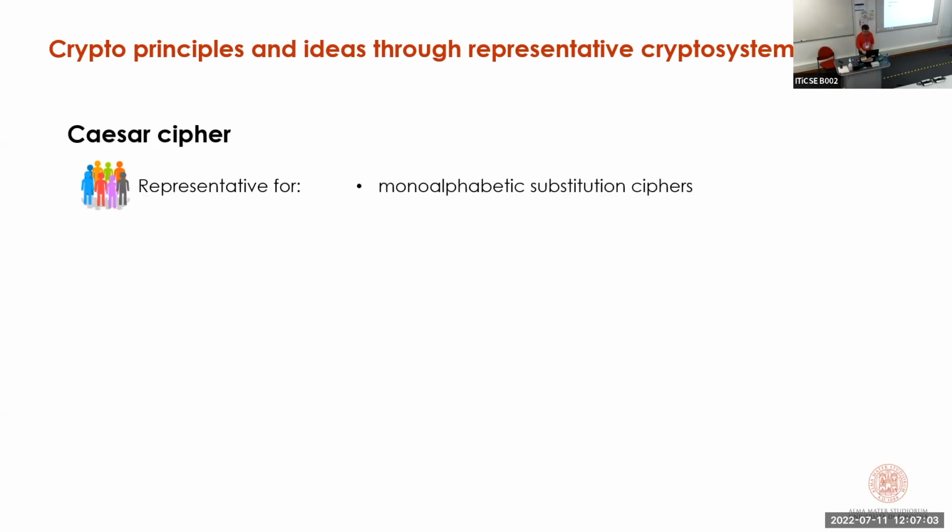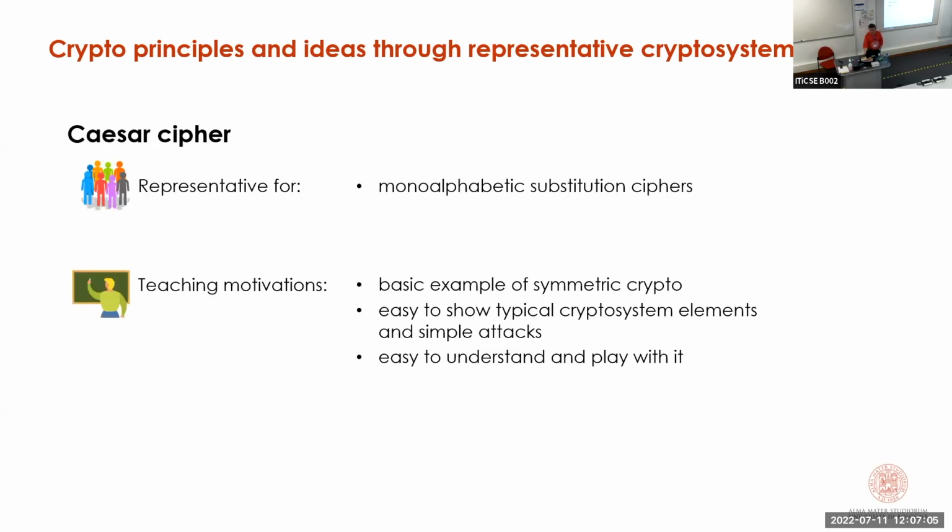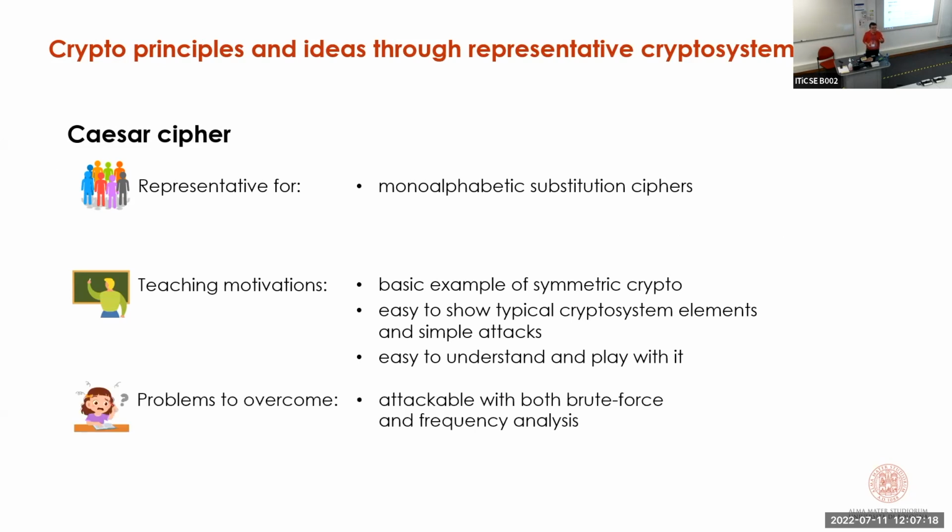Of course, as everyone, we start with the Caesar cipher. Because it's a basic example of symmetric cryptography, and it's easy to show the crypto system elements: key, plain text, ciphertext, encryption, and so on. And moreover, it's very easy to see how and why the Caesar cipher is attackable both in a brute force way and with a frequency analysis.